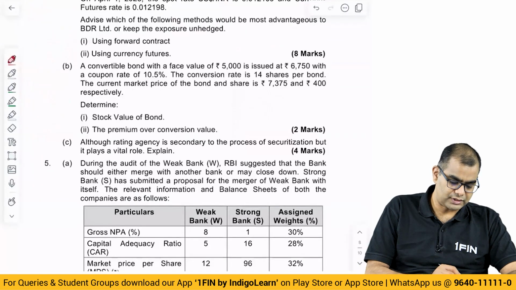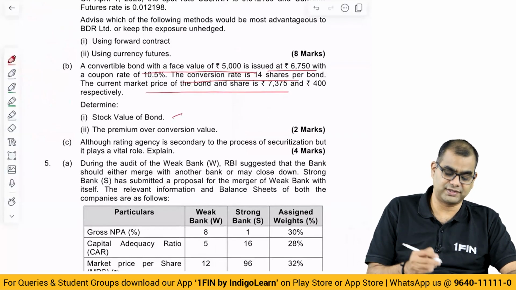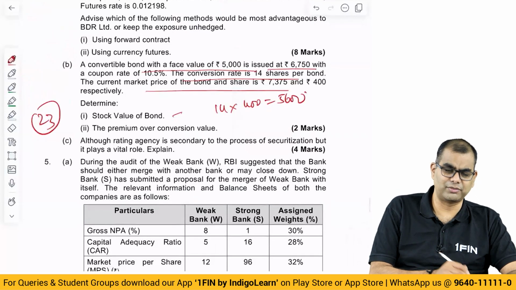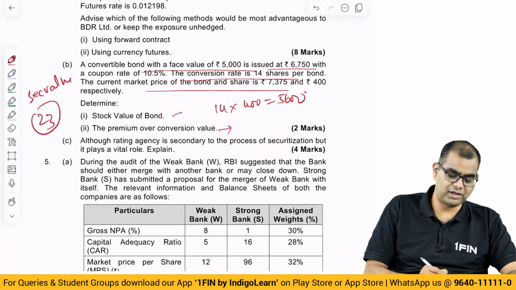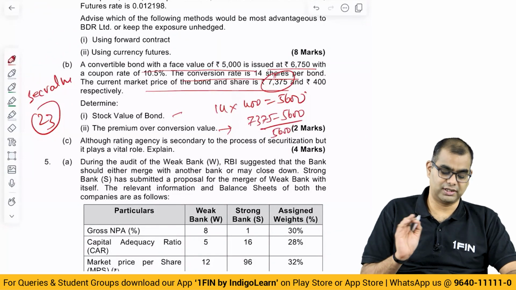Then there is a convertible bond with a face value of 5,000 issued at 650 per coupon rate. The conversion rate is 14 shares per bond. The current market price is 7.5 respectively. What is the stock value? Stock value is just the number of shares per bond, 14 into price per share, 400, that is 5,600. Okay, this is very similar to illustration 23 of security valuation bonds, but I'm anyway solving it. And premium over conversion value, the market price is how much? 7375. So 7375 minus 5,600 divided by 5,600. Okay, that is the thing.